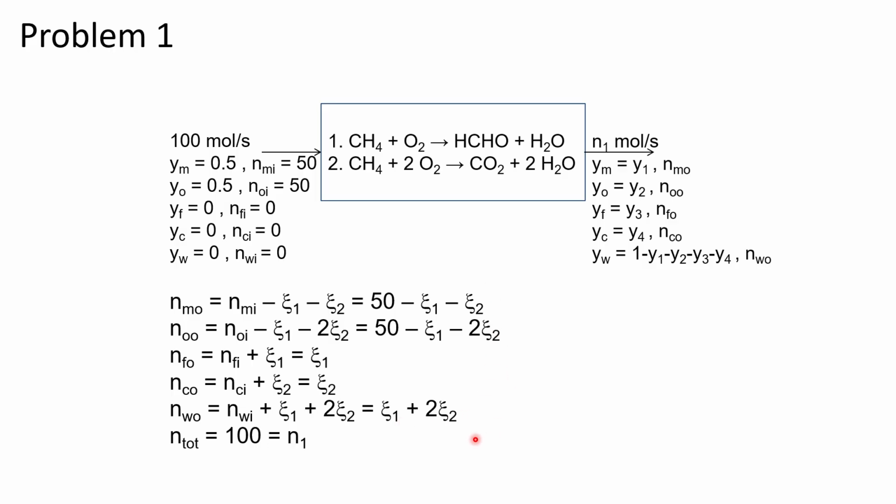If we add these all up, we can get the total molar flow coming out. We find that the total molar flow coming out is 100, which is equal to M1. It's not surprising that the molar flow rate out is equal to the molar flow rate in, because we have 2 moles in the first reaction that react to give us 2, and we have 3 that react in the second to give us 3. Both reactions are equimolar.